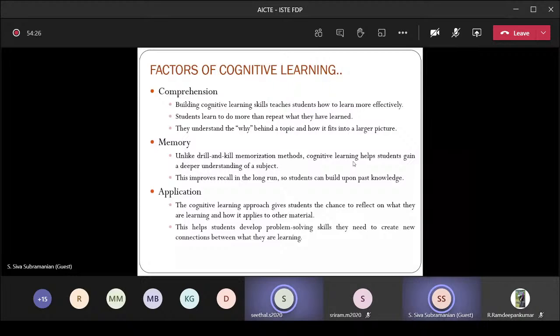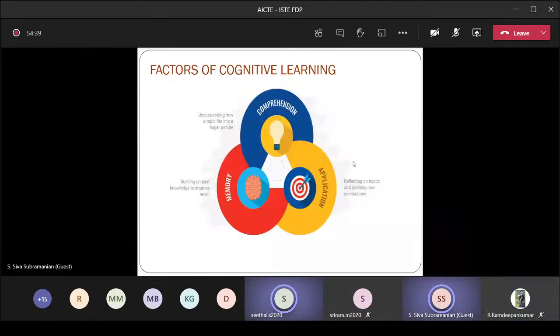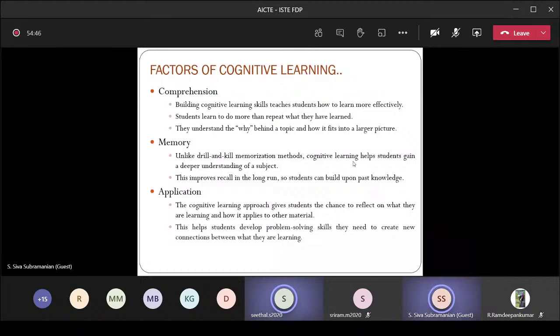From the factors of cognitive learning, right? Yes, sir. I don't know from where I got interrupted. It was from memory, I think, sir. In this slide, factors. Yes, this was visible, right? Yes, yes. Okay, okay, sorry.